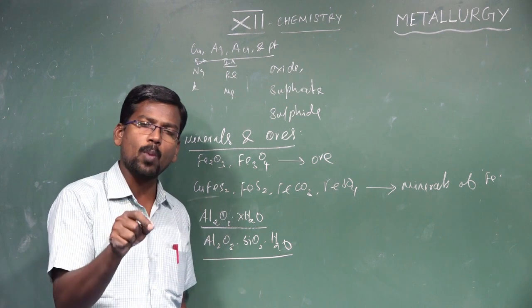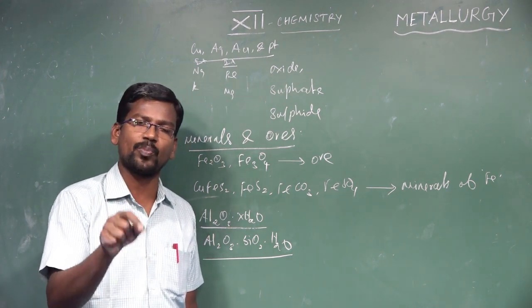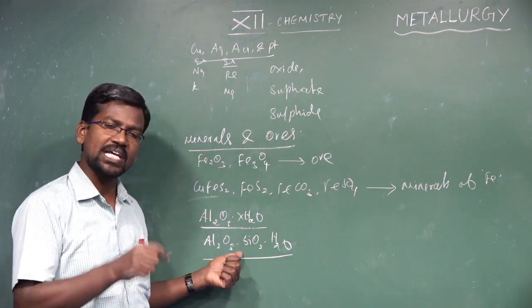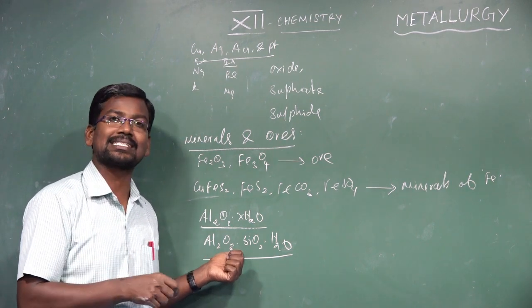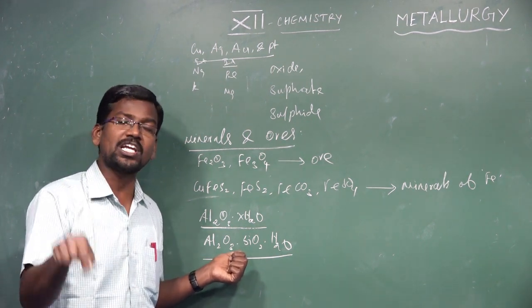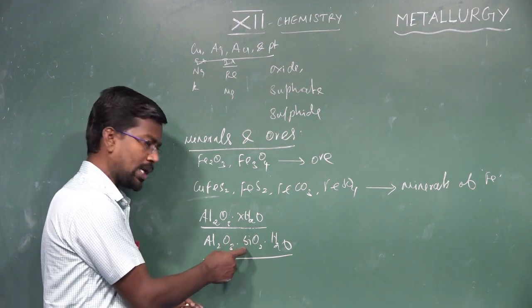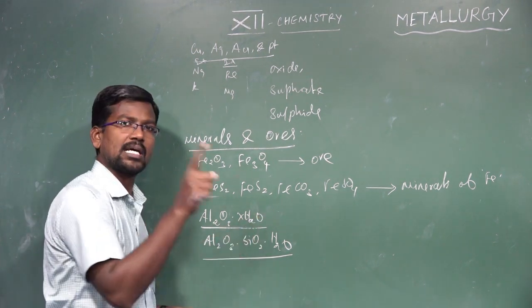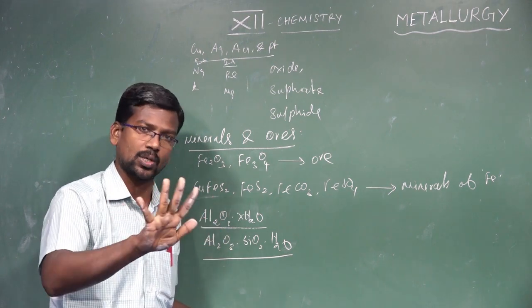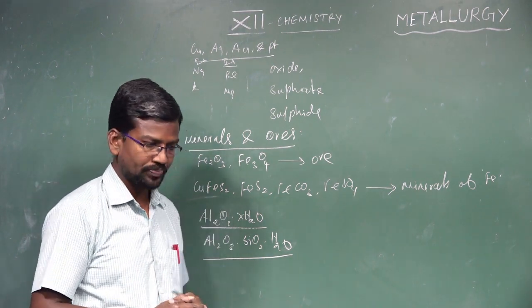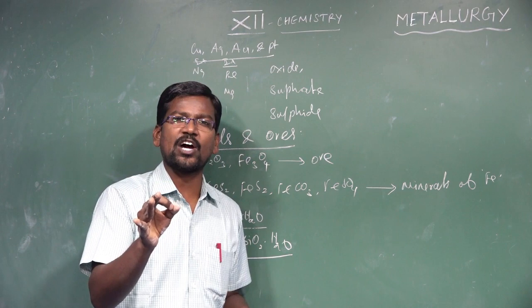Al2O3.SiO2.H2O has a low percentage of the metal present in china clay. These minerals cannot be conveniently used for extraction of aluminium metal, which is why it is not an ore, it is a mineral. All ores are minerals, but all minerals are not ores.